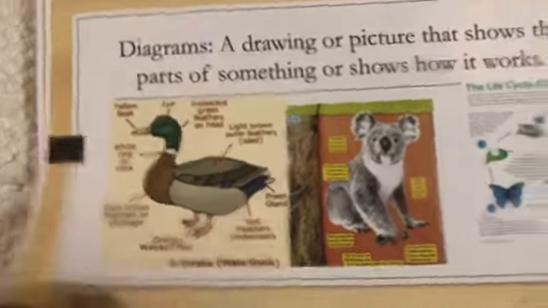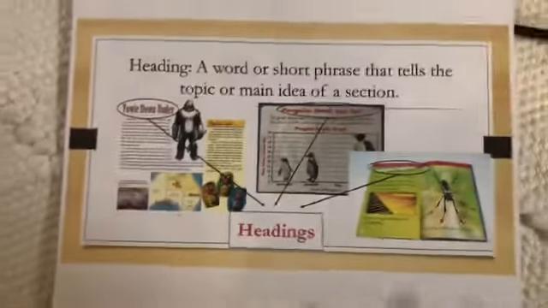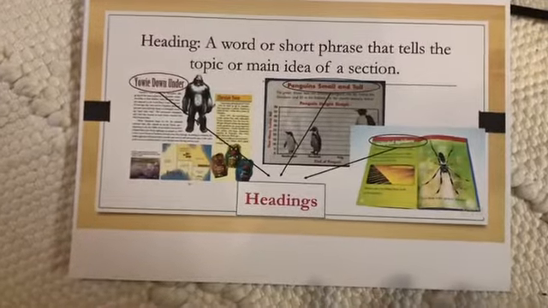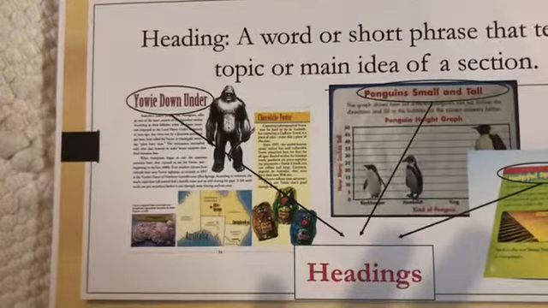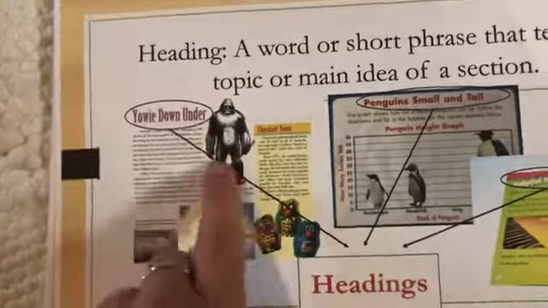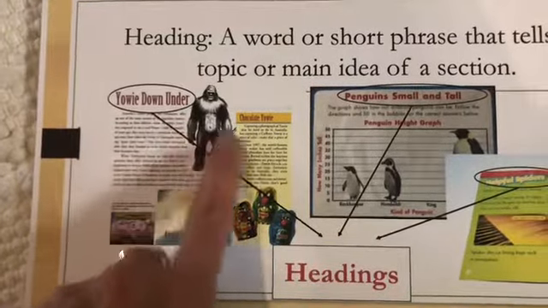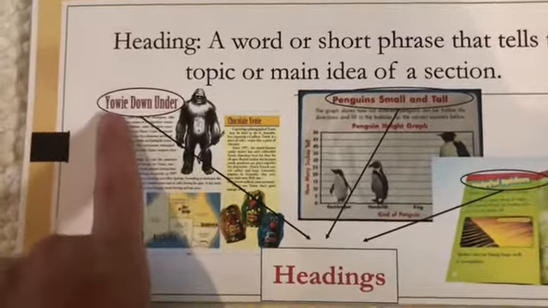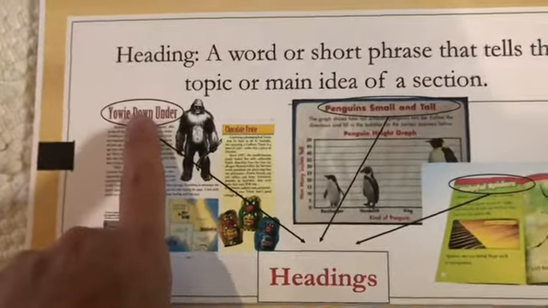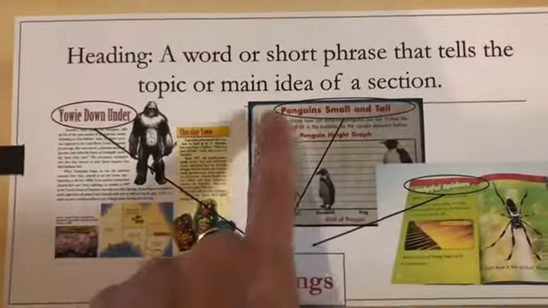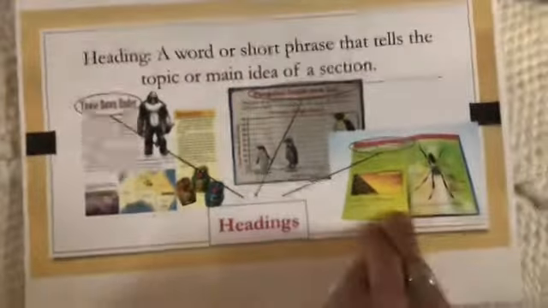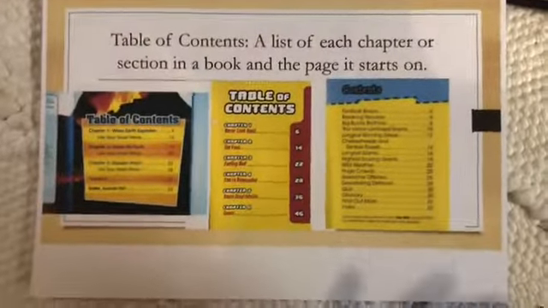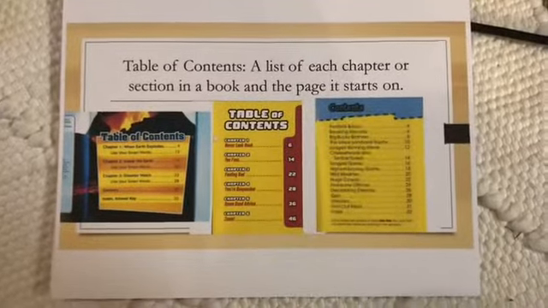That is a diagram. A heading is a word or short phrase that tells the topic or main idea of a section. So here, Yowie Down Under tells what this section is going to be about. Do you see how these words are in a different color? Sometimes they're highlighted, sometimes they're bolded, but they stand out at the beginning of the text and they tell what that section is going to be about. Often you'll find those headings listed on the table of contents.